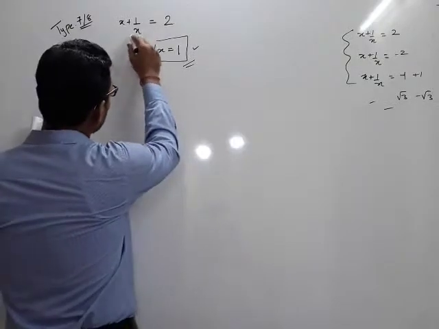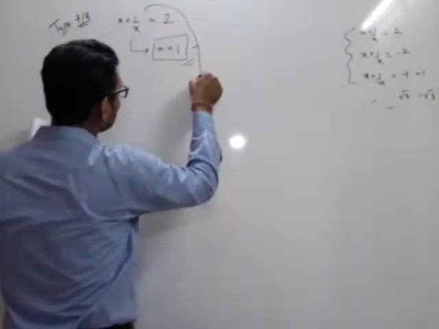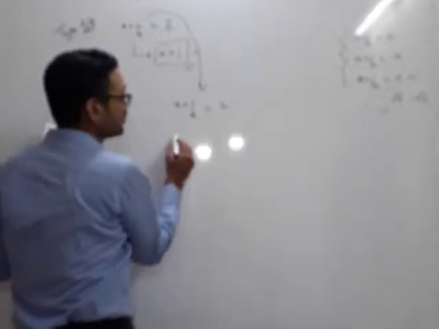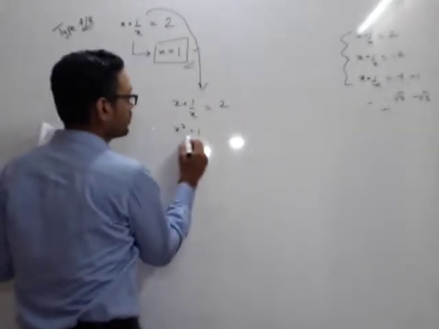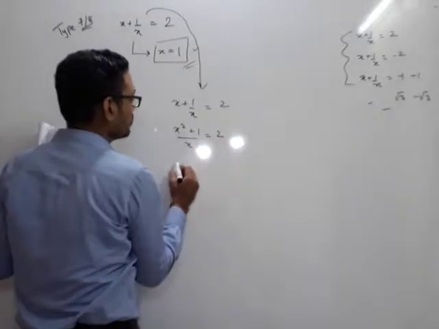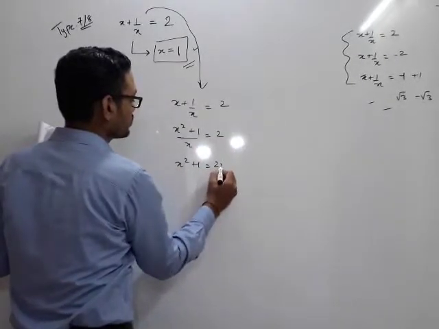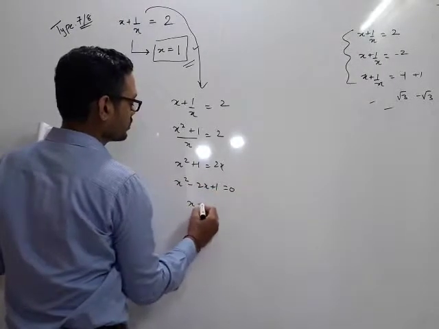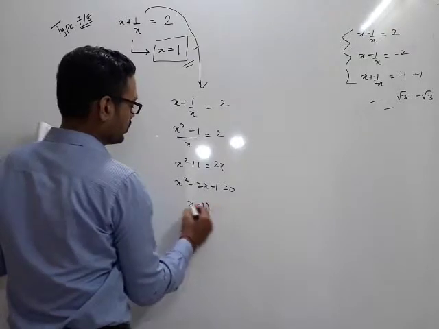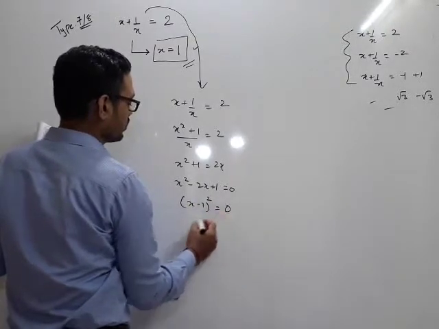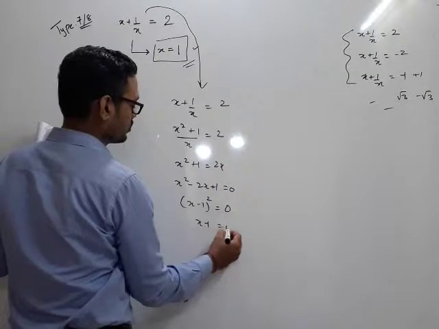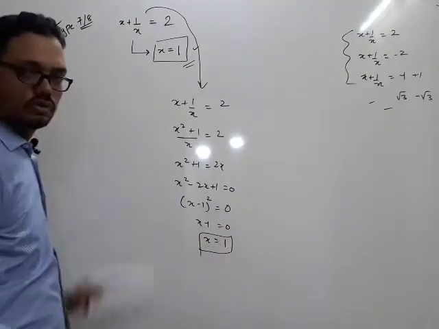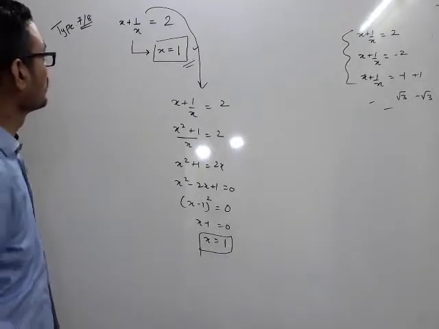Okay, now let's see how this came. We'll see the solution of this. x plus 1 by x is equal to 2 is nothing else but x square plus 1 upon x is 2, x square plus 1 is 2x, x square minus 2x plus 1 is 0. This is the formula for x minus 1 the whole square, which is 0, so x minus 1 is 0, x is equal to 1. So this is how we have come down to the conclusion that x is equal to 1.